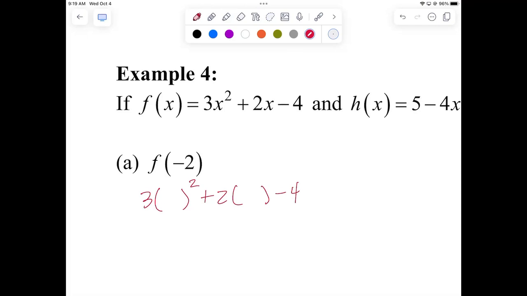What was the first thing that I did? I replaced x with what? Parentheses, with receptacles, right? With bubbles, whatever. And then, because there is a negative 2 there, I'm going to put a negative 2 there and a negative 2 there. That is going to guarantee that you get the setup correct, yes? It's going to guarantee it.